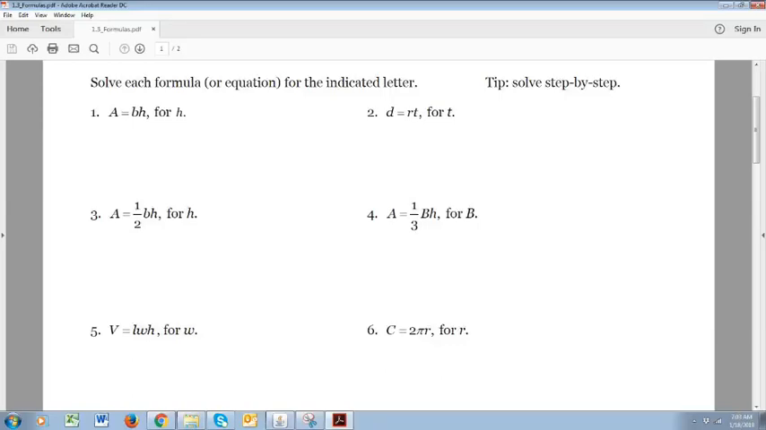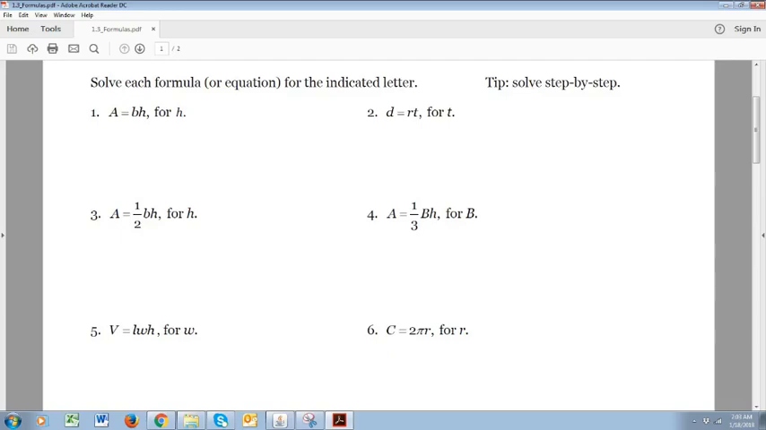In this section, I'm going to show you how to work with formulas. In particular, we're going to manipulate formulas so that they're solved for a given variable. As we do this, we're just going to be using our equation solving skills. It's a little bit more complicated just because we're working with mostly letters, but we're using the same skills that we use to solve equations. So let's look at number 1.